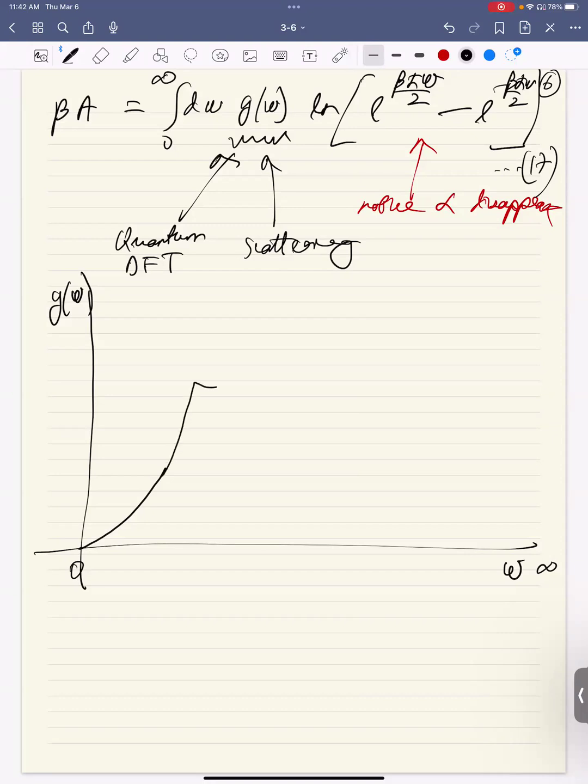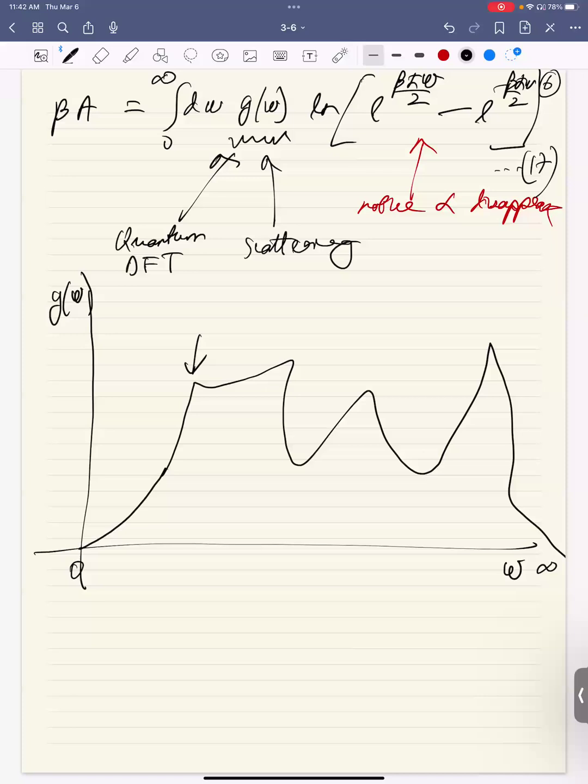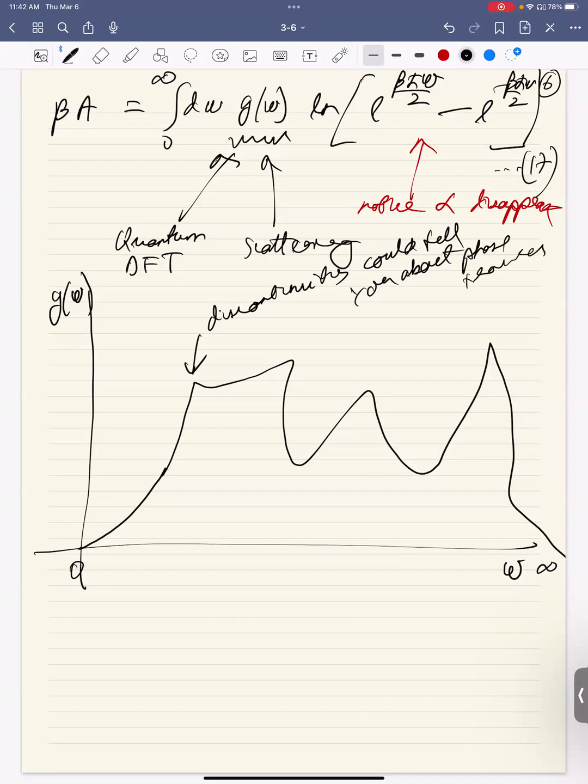And for experiments, it could have some complicated curve. I don't know, I just drew a curve, okay? It could have discontinuities. The discontinuities would tell you about phase transitions. It would tell you that the material is moving from one crystal structure to another crystal structure. So these discontinuities could tell you about phase transitions or something interesting going on in the material, right? And I don't know, this is some curve. And you can measure such a curve from DFT or from experiments.